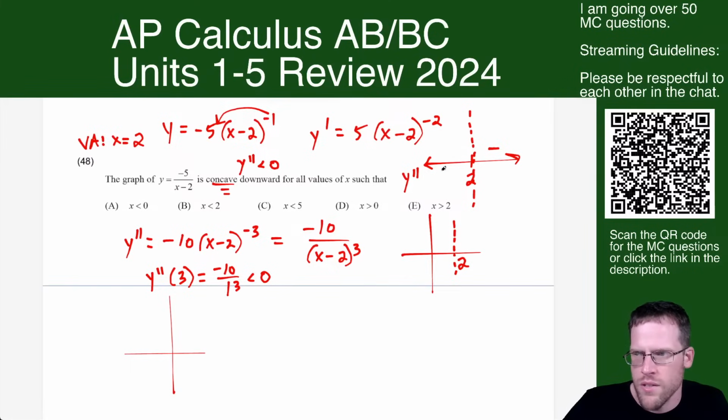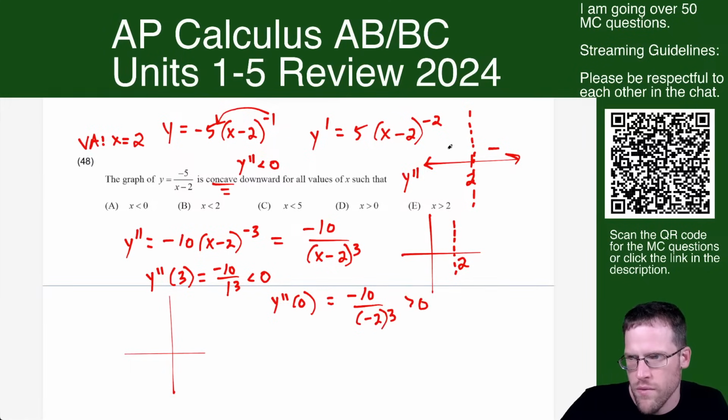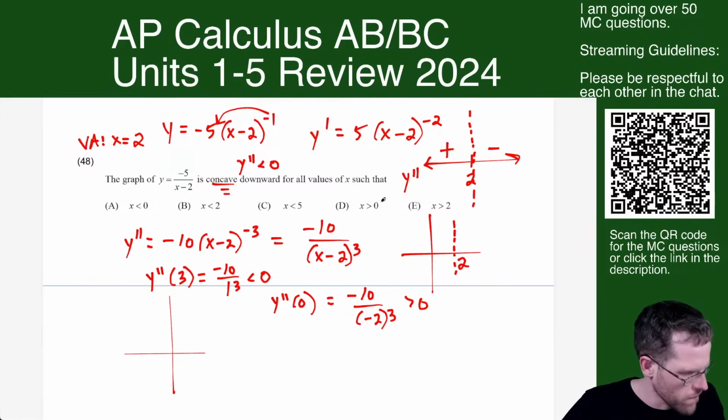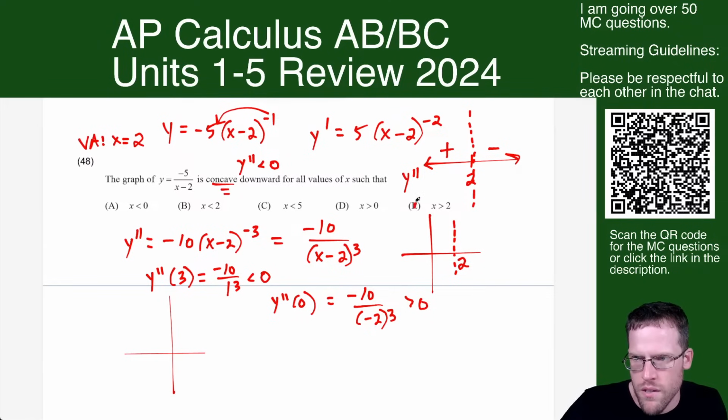And if I plugged in something like 0, let's say I do y double prime at 0, I have negative 10 over negative 2 to the third. And that's going to give me a negative over negative, which is positive. So we're concave down from 2 to infinity, which is going to match up with choice E. Okay, so this is choice E. Cool.